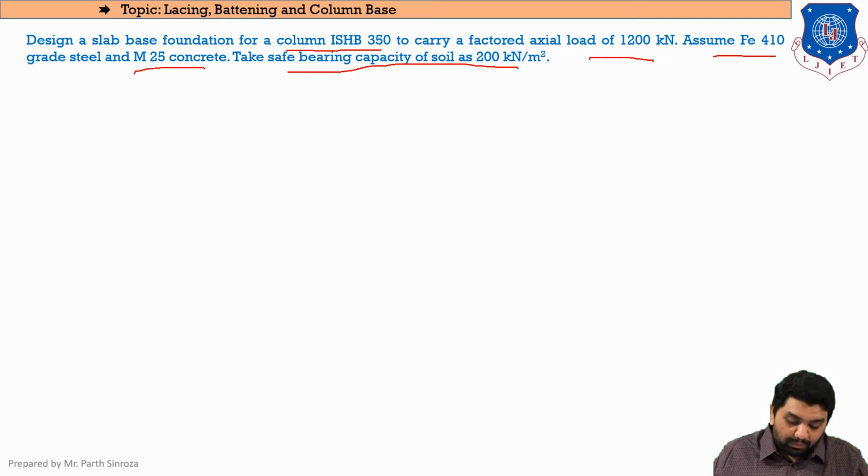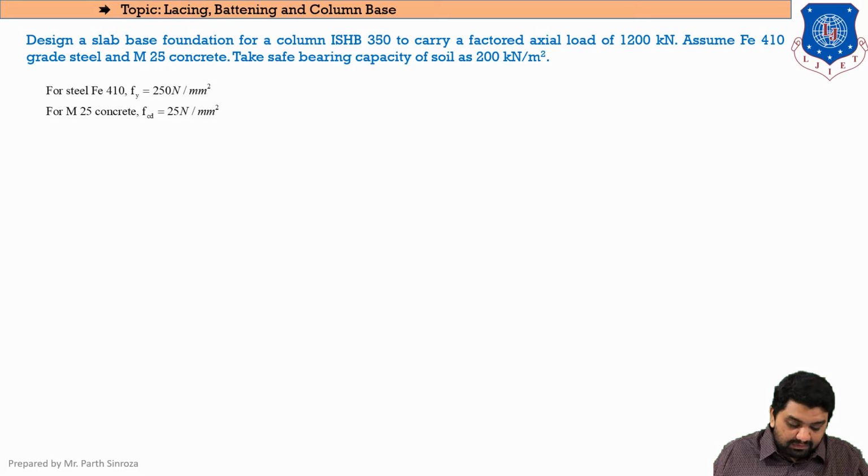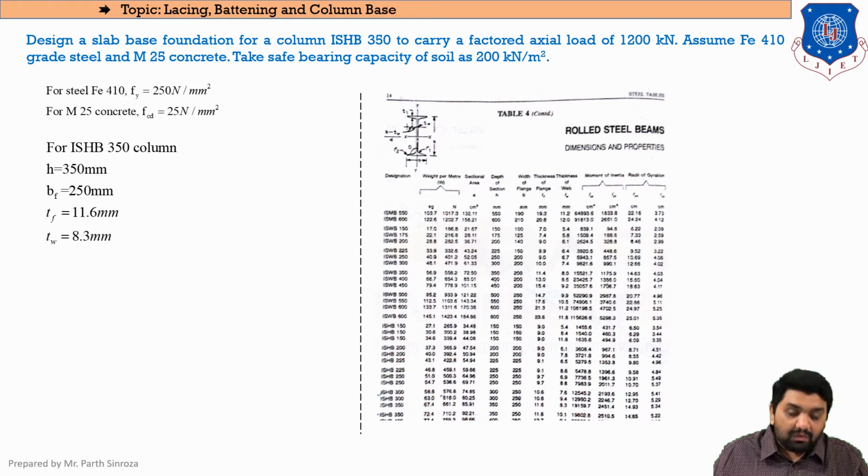So moving forward, the data given is Fe410 steel plate, therefore Fy equal to 250 Newton per mm square, and as M25 concrete is given, the fck value here will be 25 Newton per mm square. And now for ISHB 350, it is mentioned in the question itself that the ISHB 350 section is being taken.